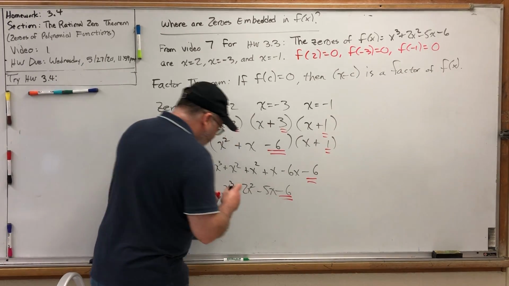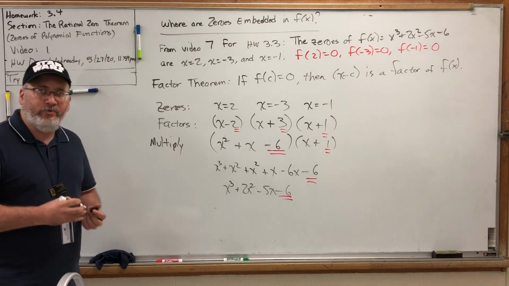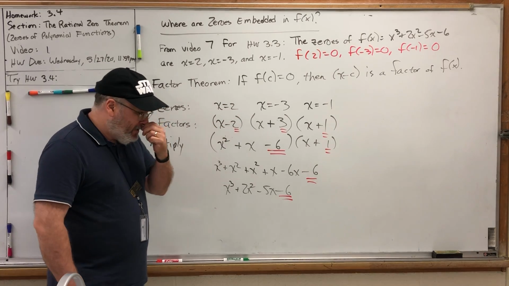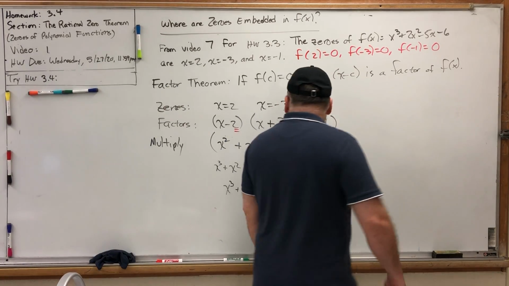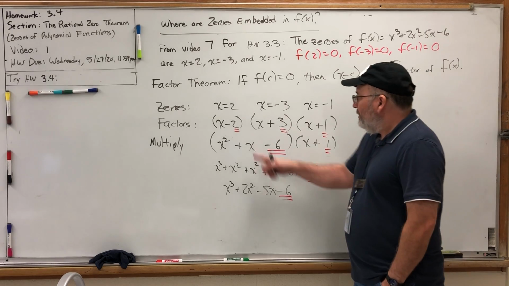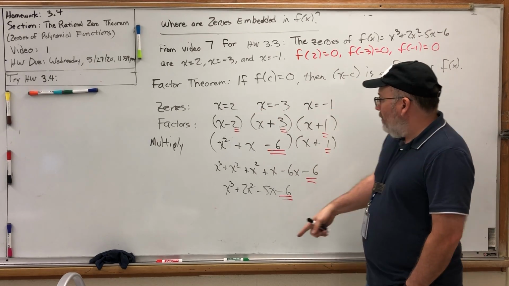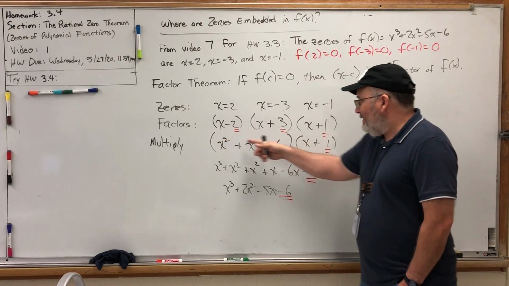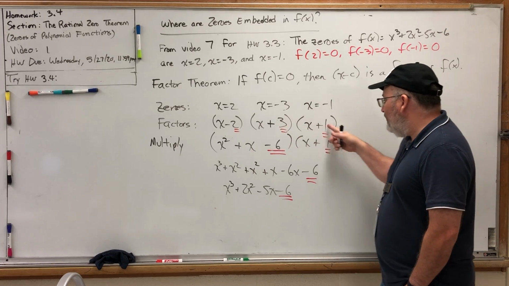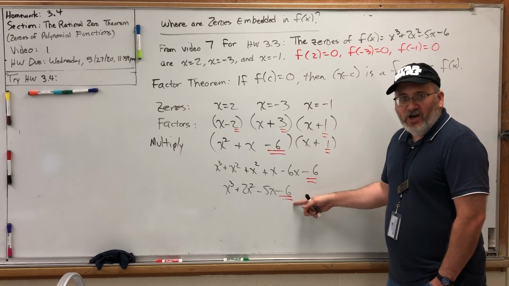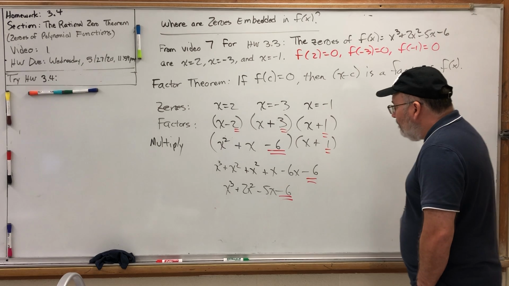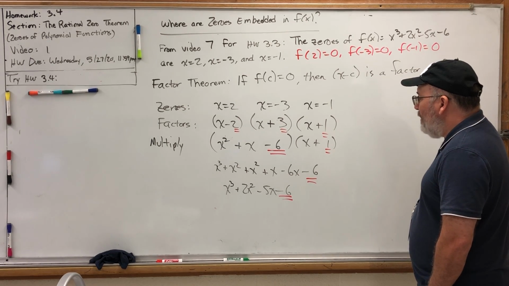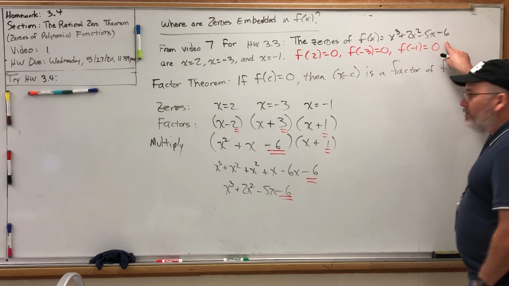But remember, what we were trying to do here was keep track of where the original zeros went. Not necessarily their signs, because the signs can change depending upon what you do, but their values. So just to retrace our steps, the 2, the negative 3, and the negative 1 appeared as these constant terms in the factors, and as we multiplied, all 3 of them eventually got multiplied together to make the constant term in the polynomial. So the answer to where were the zeros embedded was here.